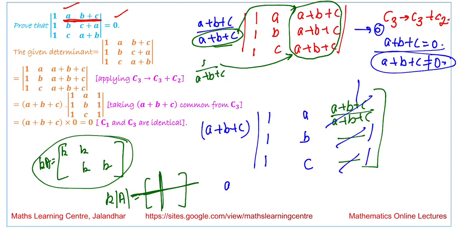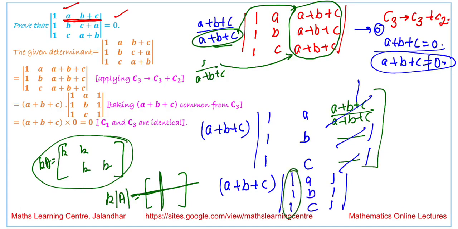So our determinant will become a plus b plus c, then the determinant of 1 1 1, 1 1 1, a b c. Now look at these terms. This first column and last column are identical. It means the value of the determinant will be equal to 0. So the same thing we have done over here.